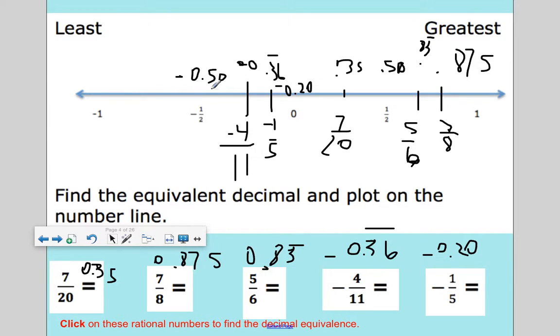Going from least to greatest: if it's to the left, it's less; if it's to the right, it's greater. So negative 50 hundredths, then negative 36 hundredths, negative 20 hundredths, negative 35 hundredths, negative 50 hundredths, negative 83 hundredths, and negative 875 thousandths. We could round that to negative 88 hundredths. Or negative 1/2, negative 4/11, negative 1/5, 0, 7/20, 1/2, 5/6, 7/8, and 1.